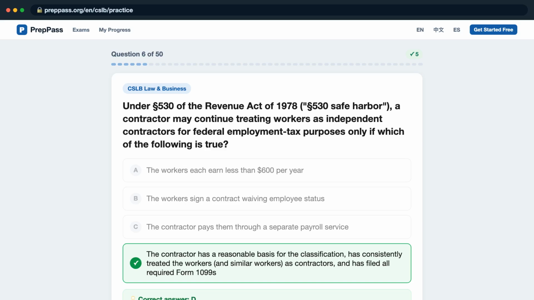Section 530 Safe Harbor protects employers from reclassification penalties only if all three prongs are met. 1. Reasonable basis for treating workers as contractors. 2. Substantive consistency in classifying similar workers. And 3. Reporting consistency through timely 1099 filings.